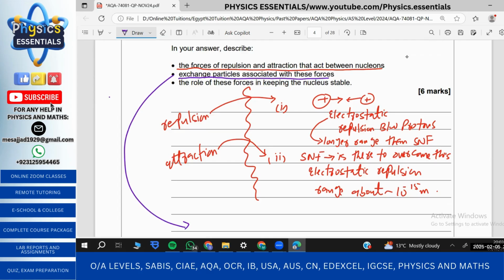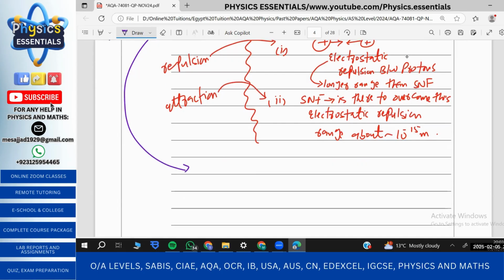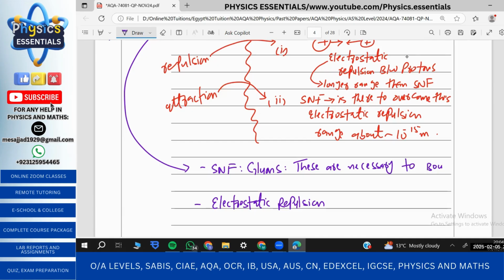So I'm gonna write. First of all, you have how many forces? Two. One that is SNF and one that is electrostatic repulsion, right? So the particles for this are gluons, okay, and gluons are kind of particles. These are necessary to bind the quarks inside a baryon, okay? So for example, if you have a proton with up, up, and down, these are bound together like this with the help of gluons.